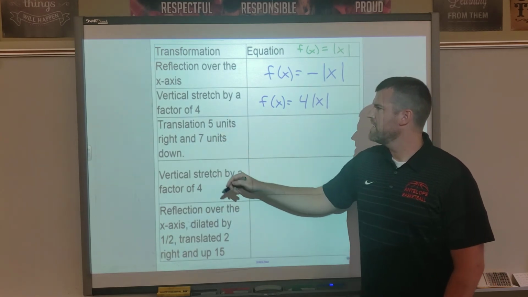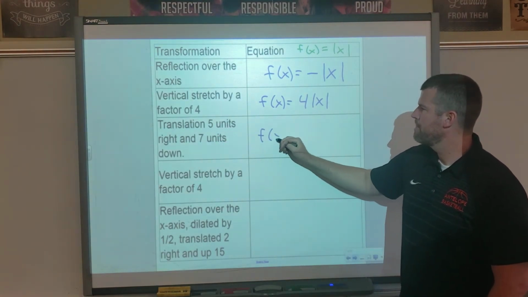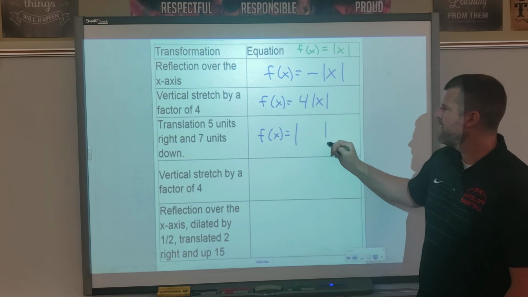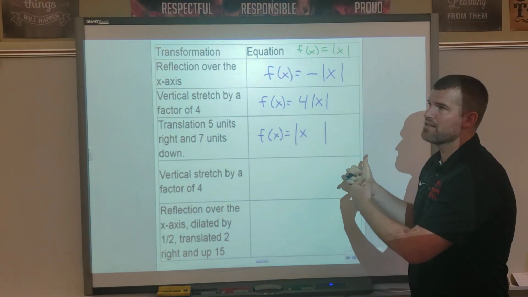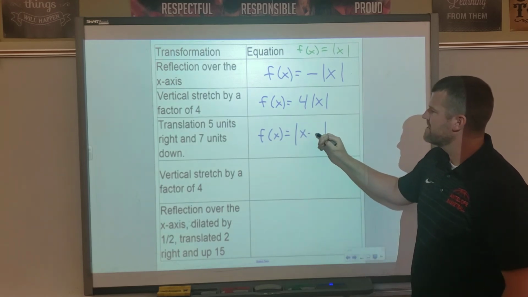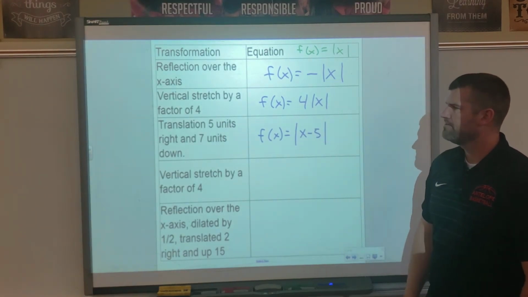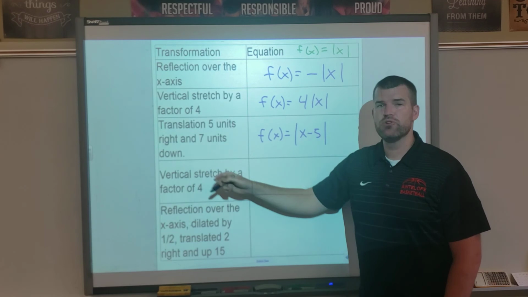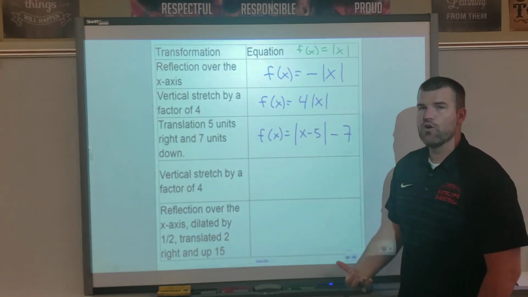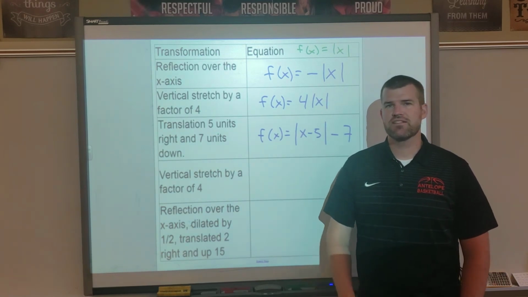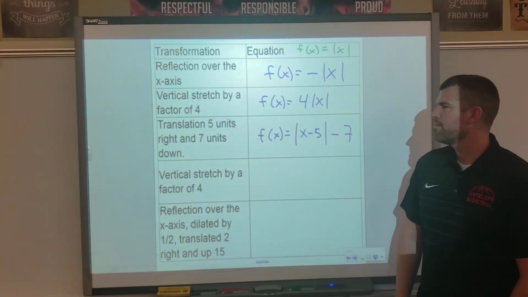Translation 5 right and 7 down. Well, if I want to go 5 to the right, that means my x coordinate would be +5, which means this needs to say -5. And then to go 7 units down, -7. So again, hopefully this is pretty simple for you because it's the same thing we did with quadratics.